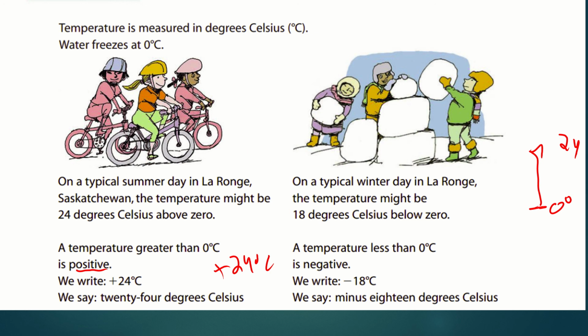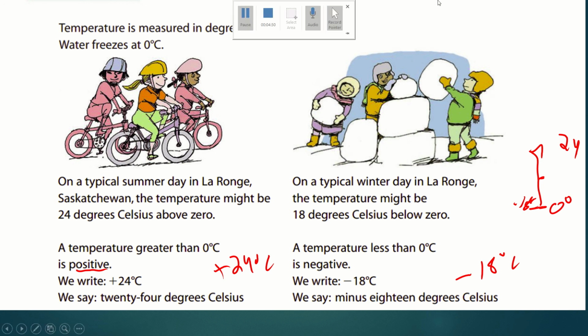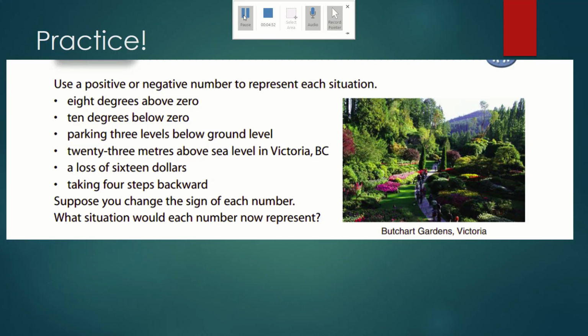Okay, in La Ronge in the winter, we now have our number line vertical and we have 18 degrees Celsius. But now it's less than 0 degrees, so it's going to be -18 degrees Celsius, and we say -18 degrees Celsius. So what I want you guys to do now is practice, okay?